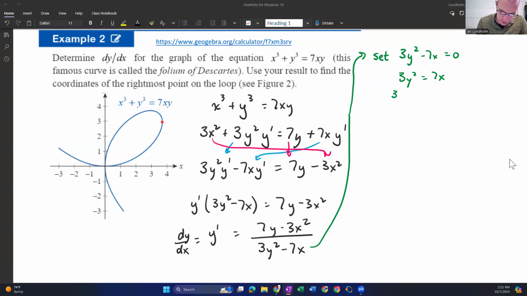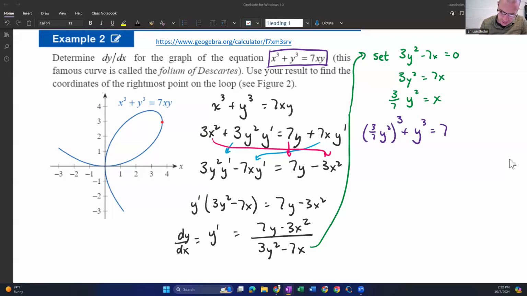Let's go ahead and do one more step here. We'll divide both sides by 7 so that we've got 3/7 y squared equals x. Then I'm going to go ahead and make this substitution and plug it in to the original equation. So going from this original equation, we're going to substitute in 3/7 y squared in for x. And so we're going to cube that. y cubed is just going to chill.